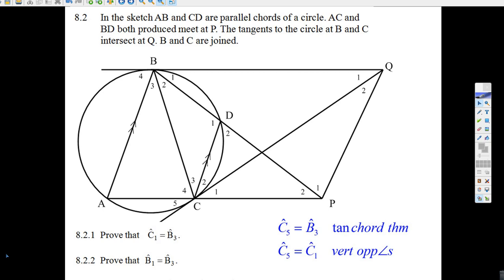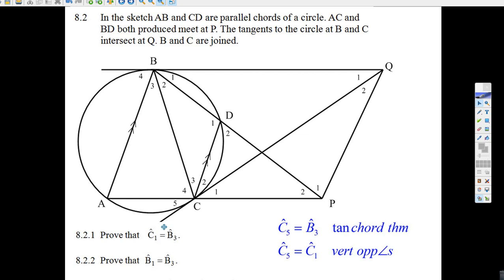Okay, this is a geometry question in tutorial 8.2. Let's just do it. Always read this stuff up here pretty close. In the sketch, AB and CD are parallel, and AC and BD both meet at P. The tangents to the circle, and this is important, hit at C and at B. So BQ is a tangent and CQ is a tangent. And that's going to be important.